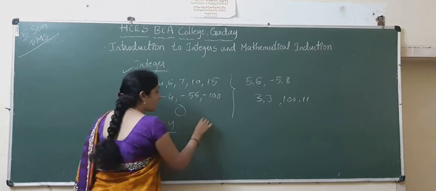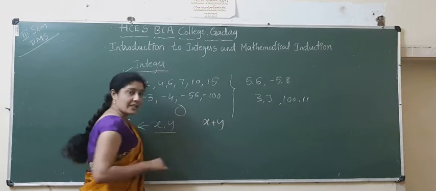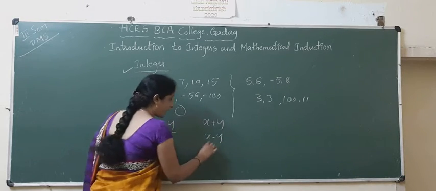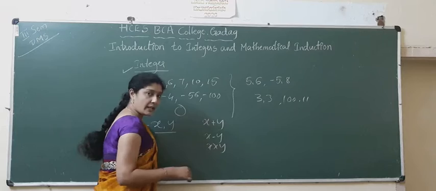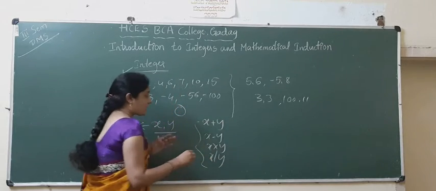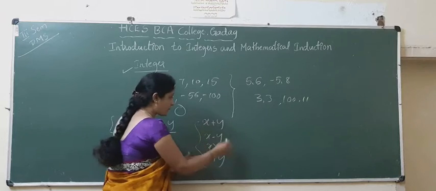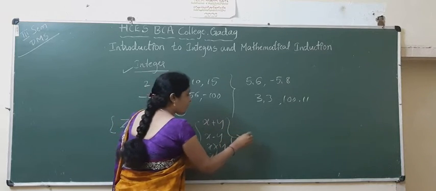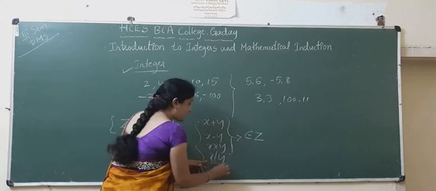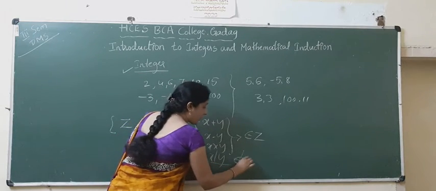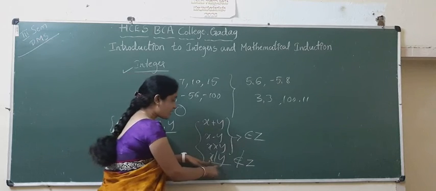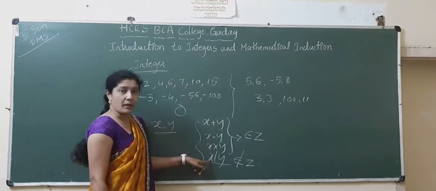Say for example, addition, x plus y; subtraction, x minus y; multiplication, x into y; and division, x divided by y. See, among these four, the first three results belong to the set Z, whereas x divided by y does not belong to the set Z. Why? Because this division contains a fractional part.